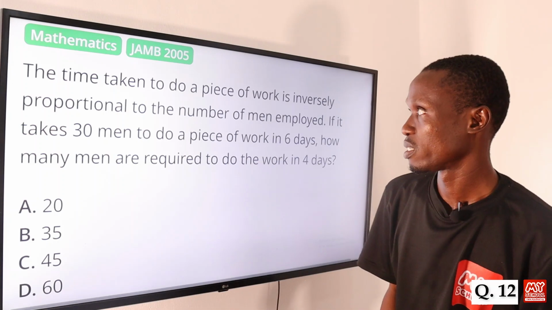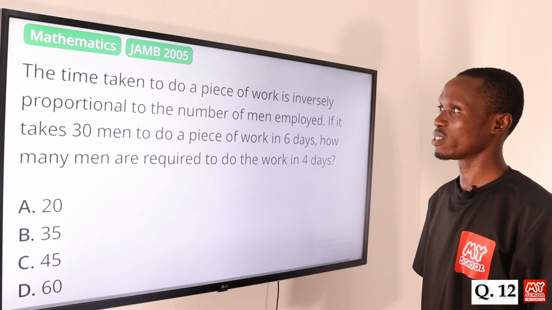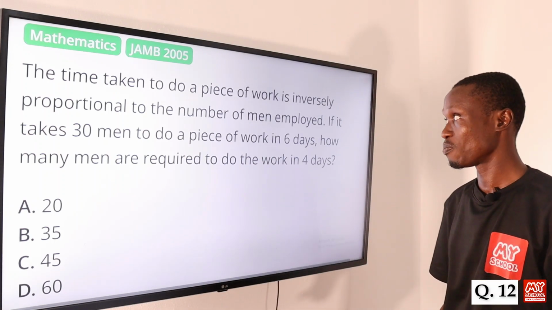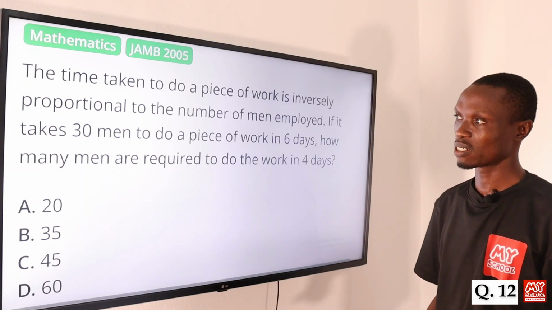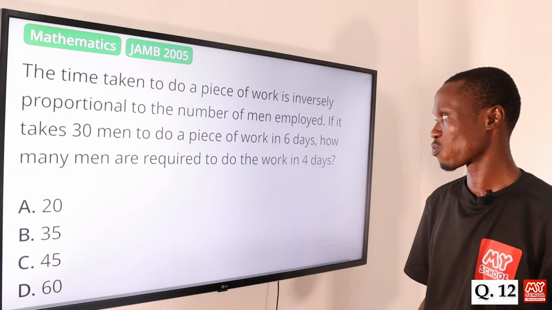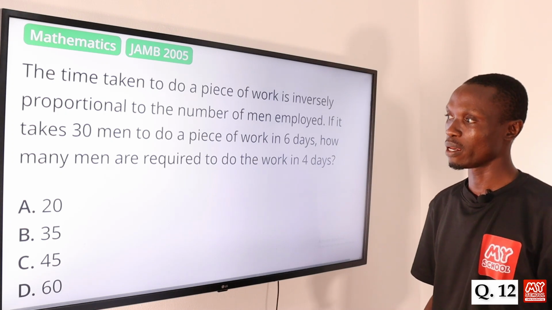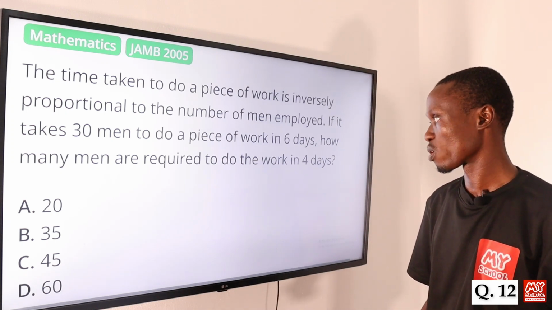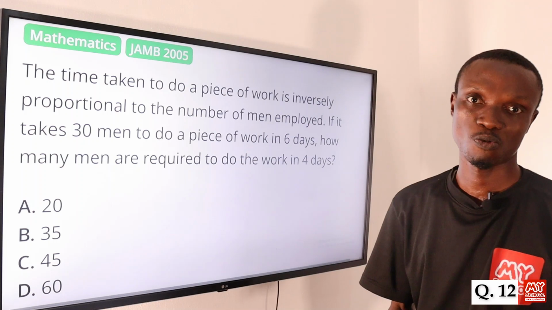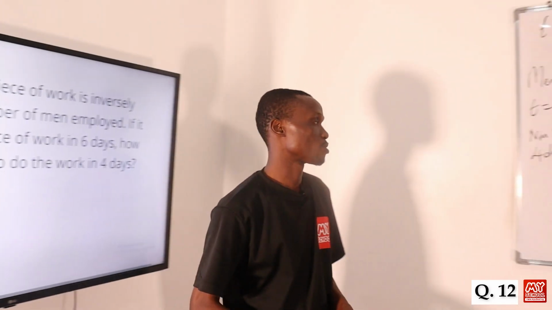Number 12. The time taken to do a piece of work is inversely proportional to the number of men employed. If it takes 30 men to do a piece of work in 6 days, how many men are required to do the work in 4 days? So let's move over to the board to provide answer to this question.